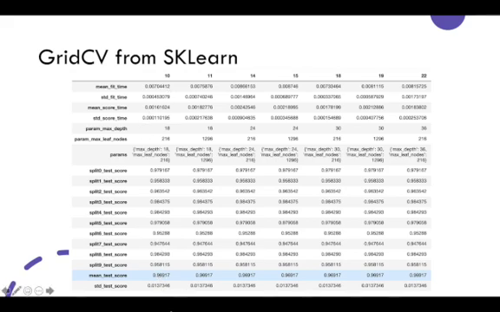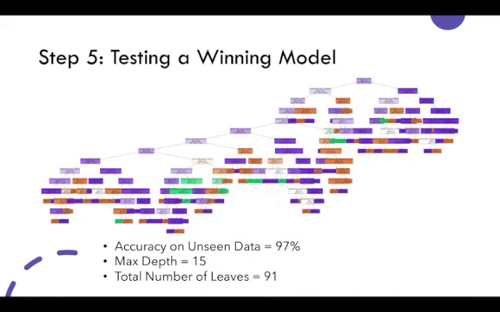Looking at that criteria for what we define as best, we picked Model 10 to be our winning model. So Model 10 had the hyperparameters of a max depth of 18 and a max leaf node count of 216. Given those hyperparameters, we saw an accuracy of 97% on unseen data, which is phenomenal. So we have a model that really captures what the Bureau of Labor Statistics is predicting moving forward. And with that accuracy, the resulting tree had a max depth of 15 with a total number of leaves of 91.